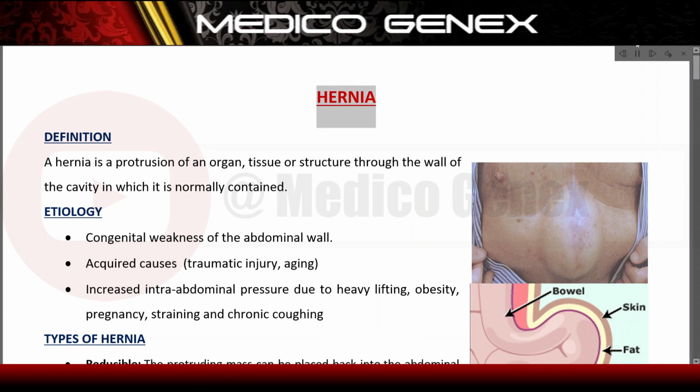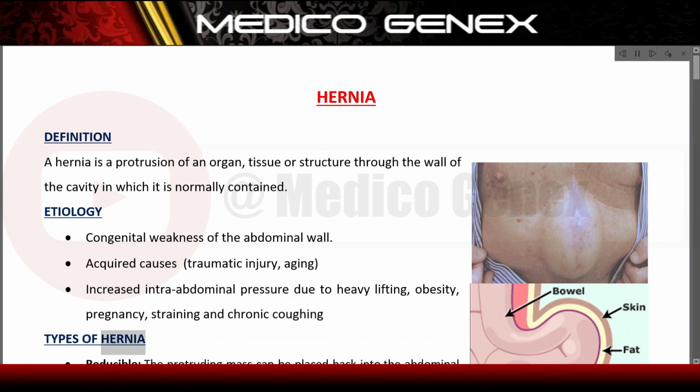Hernia. Definition. A hernia is a protrusion of an organ, tissue or structure through the wall of the cavity in which it is normally contained. Etiology. Congenital weakness of the abdominal wall. Acquired causes: traumatic injury, aging. Increased intra-abdominal pressure due to heavy lifting, obesity, pregnancy, straining and chronic coughing.